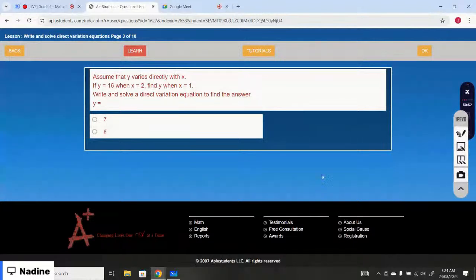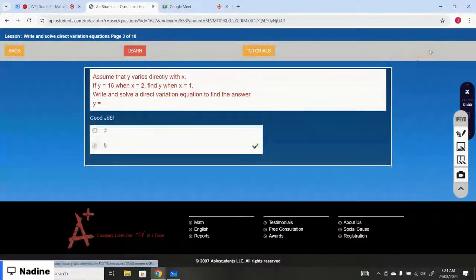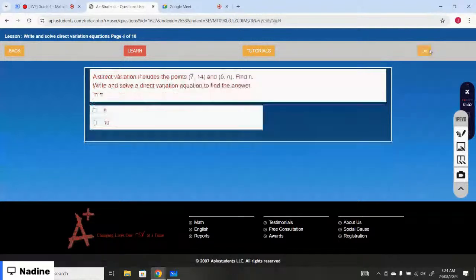Yes, that is 8. Option number 2 is the correct option. Very good. The correct option is 8. Okay, the next one is a direct variation includes the points (7, 14) and (5, n). Find n. Write and solve a direct variation equation to find the answer. So which is the correct option?